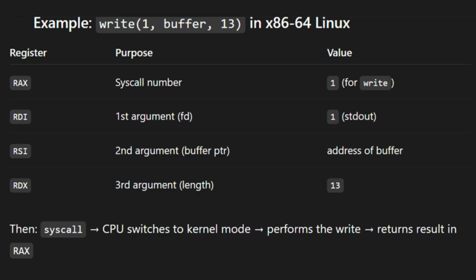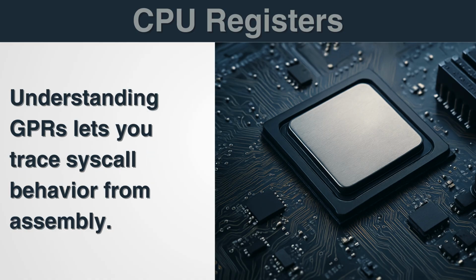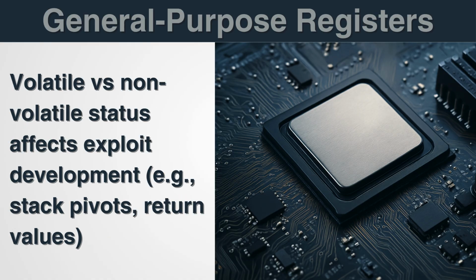For exploit development, attackers use these general purpose registers to set up fake syscalls in ROP chains or shellcode. In reverse engineering, understanding GPRs lets you trace syscall behavior from assembly. And then hardening. Malicious use of syscalls is often at the core of malware, like invoking that execve call to spawn a shell. And then for the security relevance of GPRs, we also have the volatile and non-volatile status, which affects exploit development, like stack pivots and return values.